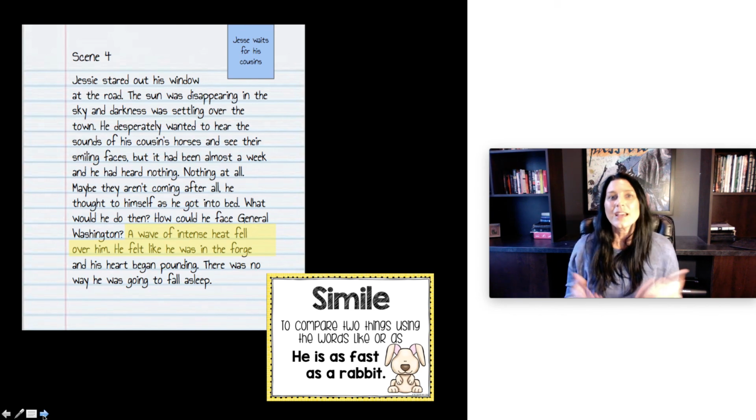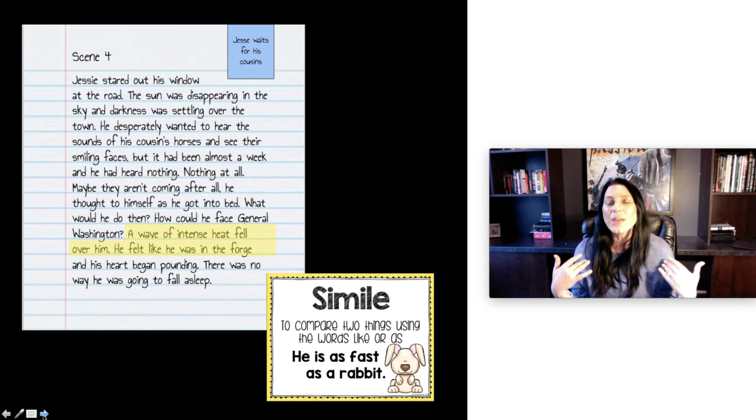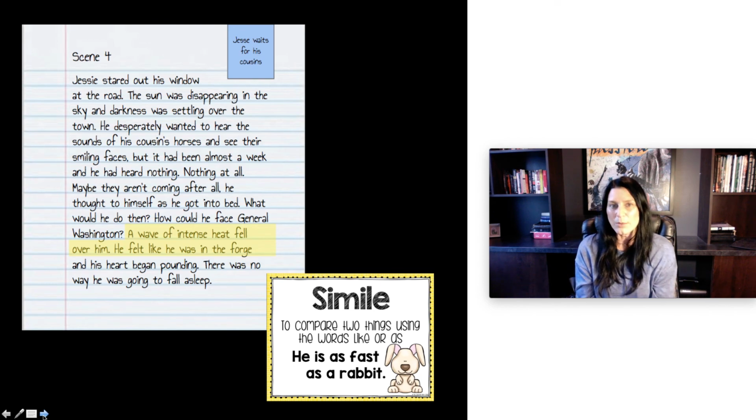Now I could say that Jesse felt hot, but that wasn't enough because this is an important moment in my story, so I used a simile. You'll see it in the yellow. A wave of intense heat fell over him. He felt like he was in the forge. Now you'll see I used the word like to compare Jesse's feelings and the forge, which is so super duper hot with the flames coming out. If you stood near that forge, your head would be dripping with water. And so I wanted my reader to know just how Jesse felt in this moment. So I said he felt like he was in the forge. So a simile really helped me bring that part of my story to life.